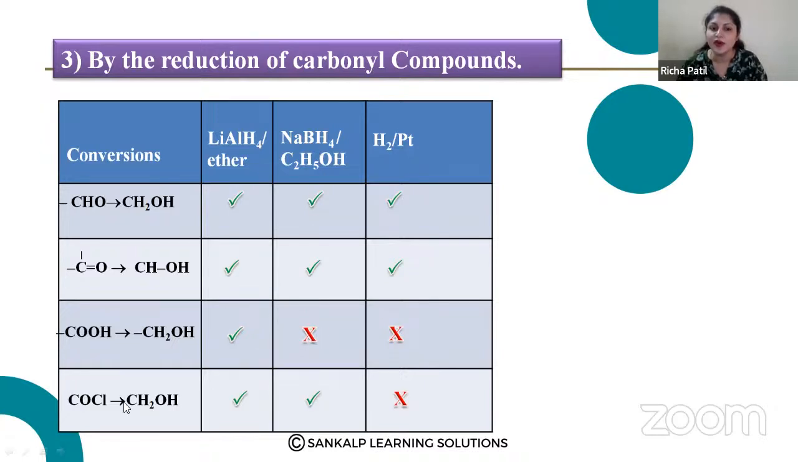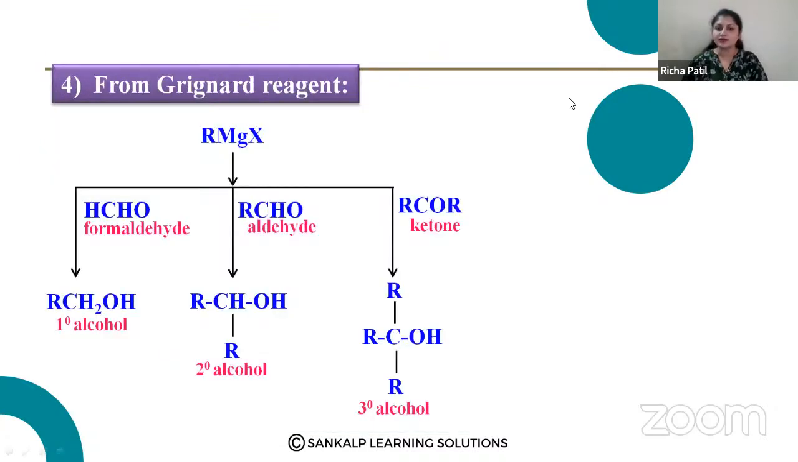Then if you want to reduce your acyl chloride to primary alcohol, you can use the first reagent, lithium aluminum hydride in the presence of ether, and the second, sodium borohydride in the presence of ethyl alcohol. So it won't be reduced with the help of H2 and platinum. Okay, so by making use of these reagents, you can do the following conversions of these carbonyl compounds.